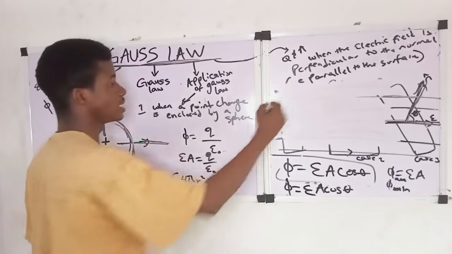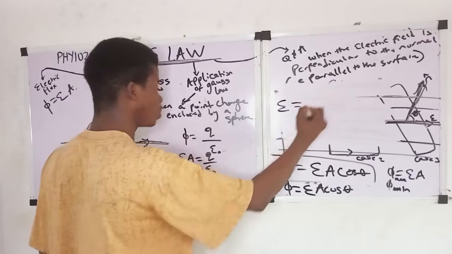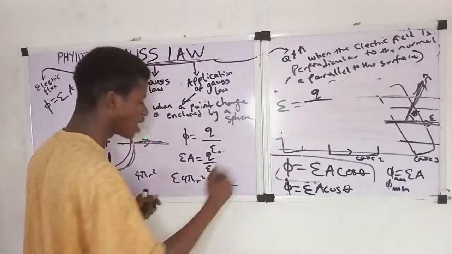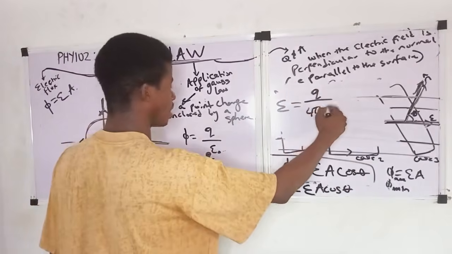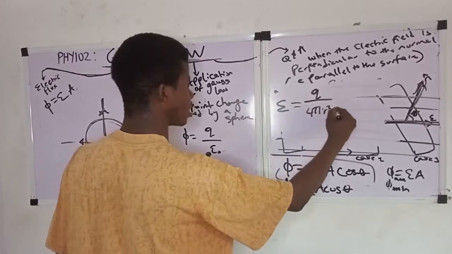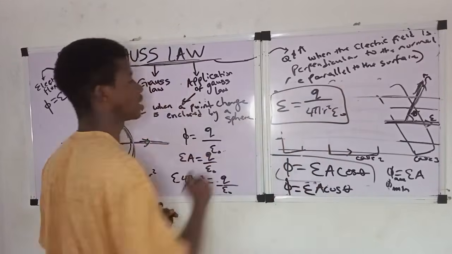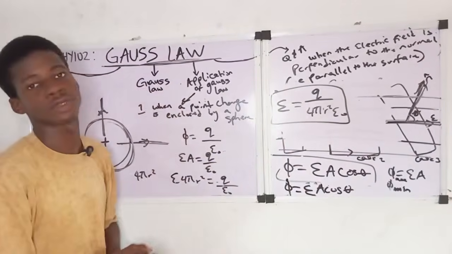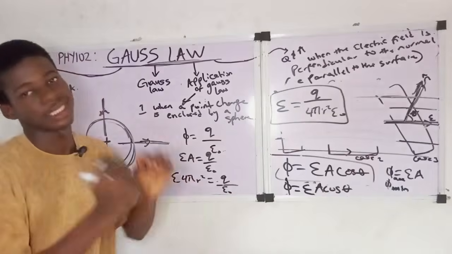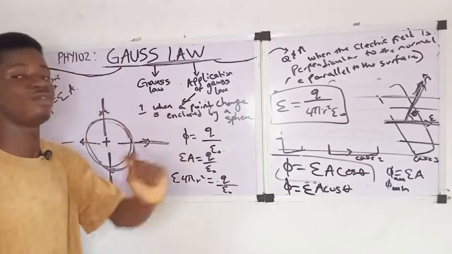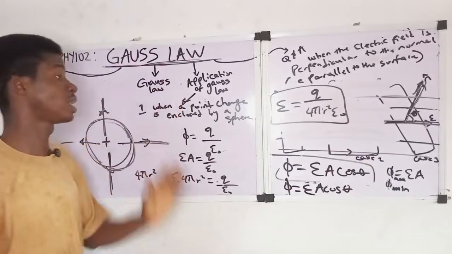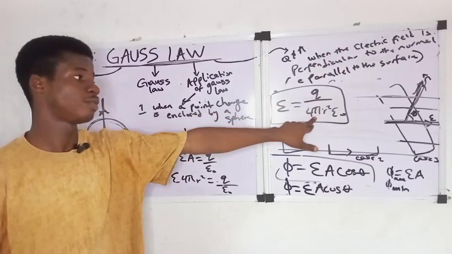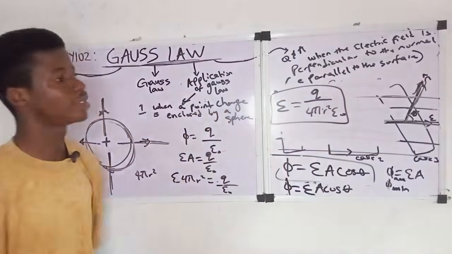So in the end of the day, the electric field will be equal to the charge enclosed divided by 4 pi r squared epsilon naught. This is the formula to calculate the electric field when a point charge is enclosed by a sphere. This is the very first application of Gauss law: electric field equals charge over 4 pi r squared epsilon naught. So that's just it.